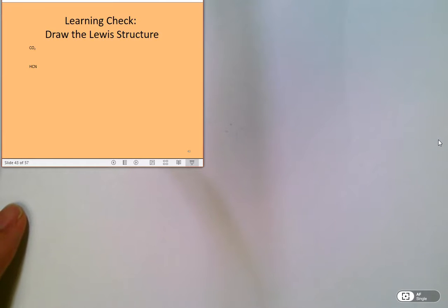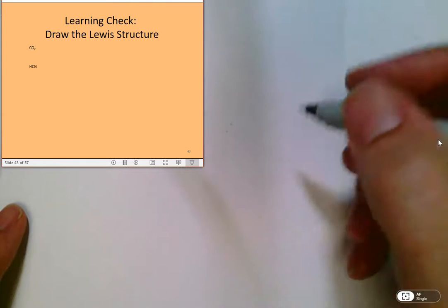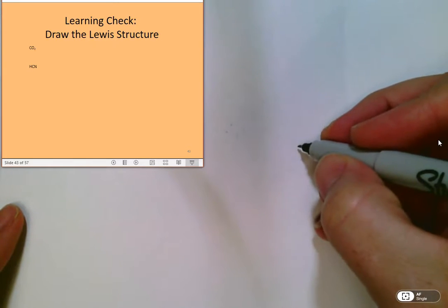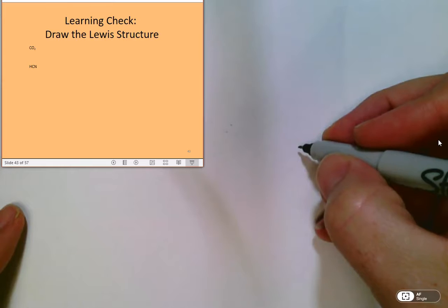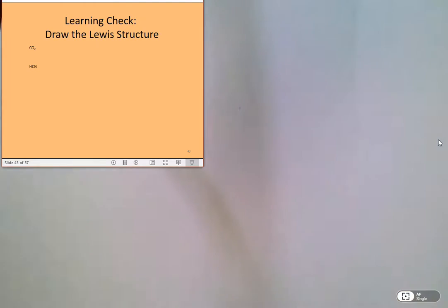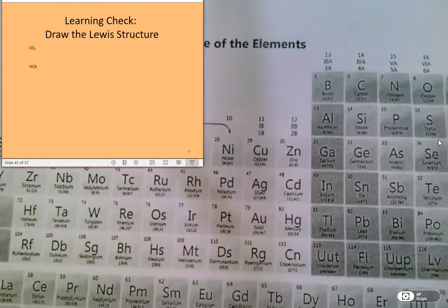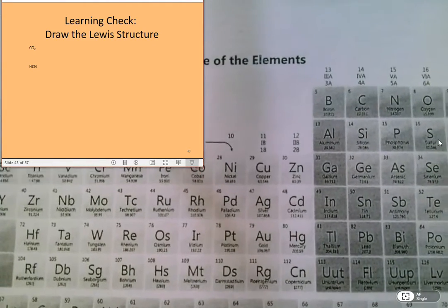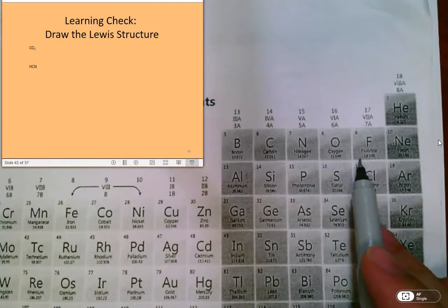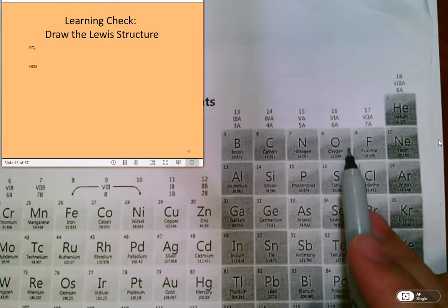All right? So again, just to review, first off, we identify the central atom. And the central atom here is the one that there's the fewest of. So that's one way to identify the central atom. The other way is to try and choose the atom which is least electronegative. Electronegativity has to do with the periodic table. And remember, electronegativity increases as we head to the right and to the top. So this is the most electronegative.